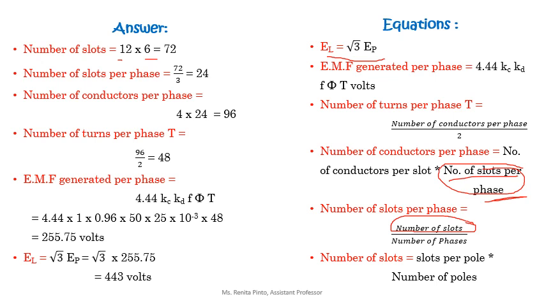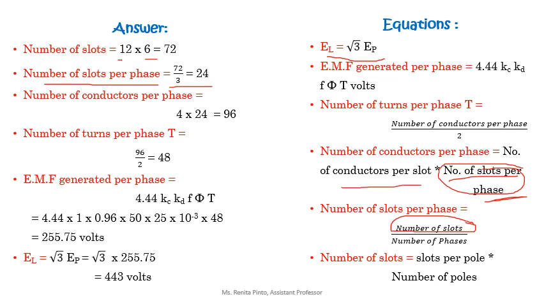Once you find out number of slots, you can directly go to find out number of slots per phase. So that is what I have done here. Substitute, number of slots is already found out, 72 divided by number of phases. Number of phases is nothing but 3 because it is a 3 phase. So substitute, get the answer. Once you find out this, you can go to the next question.